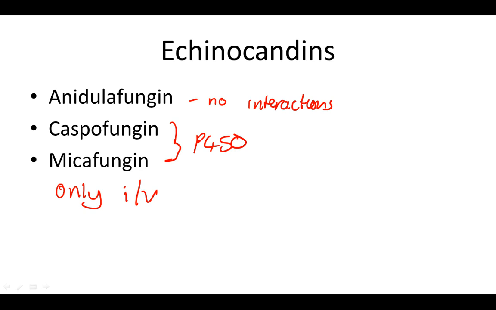Basically, they all have the same spectrum of action. They're broadly active against various fungi. They're much more active against Candida species, so yeast species, than the molds. They're fungicidal against Candida, whereas against Aspergillosis they're only fungistatic. So it limits their choice for which kind of fungi you would like them to treat.